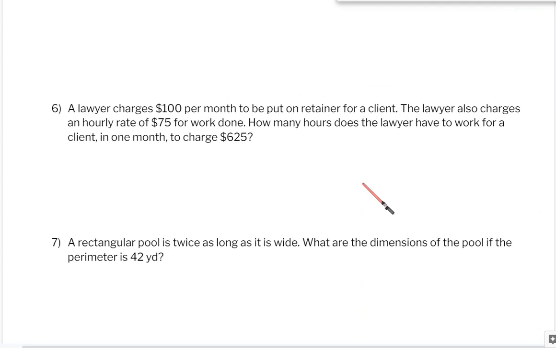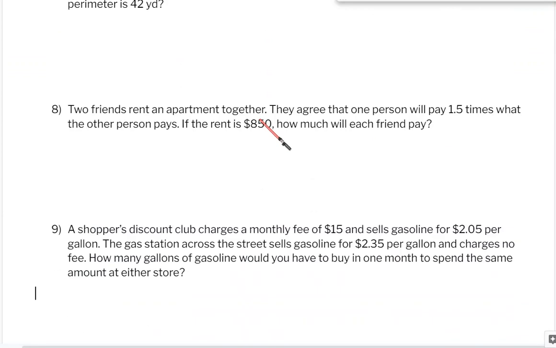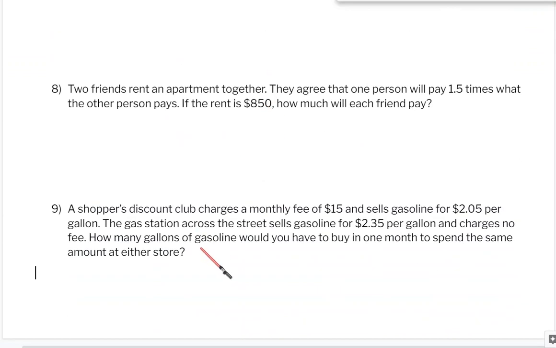All right, we did not do number 5, number 6, 8, or 9. What I want you to do is try those on your own. When you're done, ask a teacher to check it, and they'll let you know how you did.